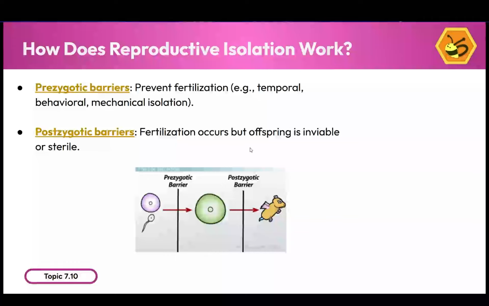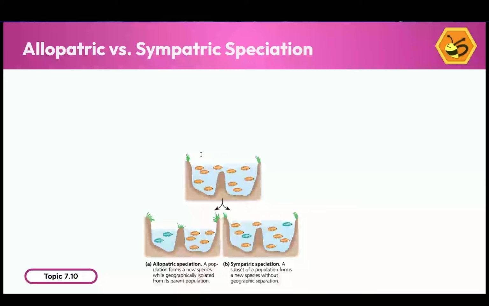And again, with postzygotic barriers, fertilization occurs, but the offspring is inviable or sterile. So if we did breed a cat and a fish, sorry, I keep coming back to this example because it's the only thing I can think of, even though it's a little morbid. If we did breed a cat and a fish together, likely the offspring would not survive. And if it did survive, it wouldn't be able to reproduce. Yeah, I agree too.